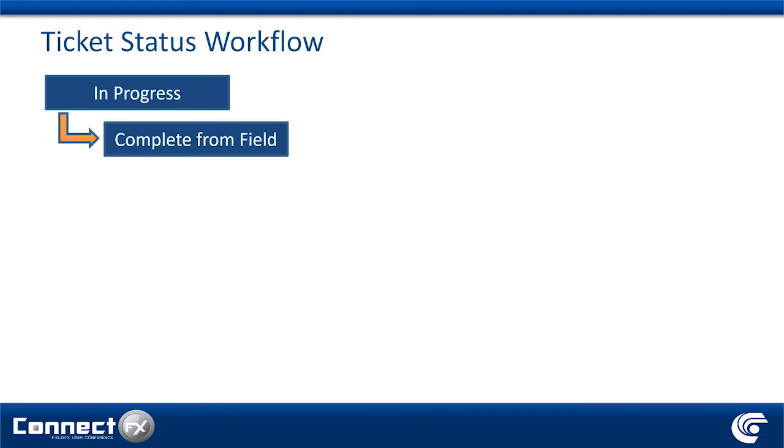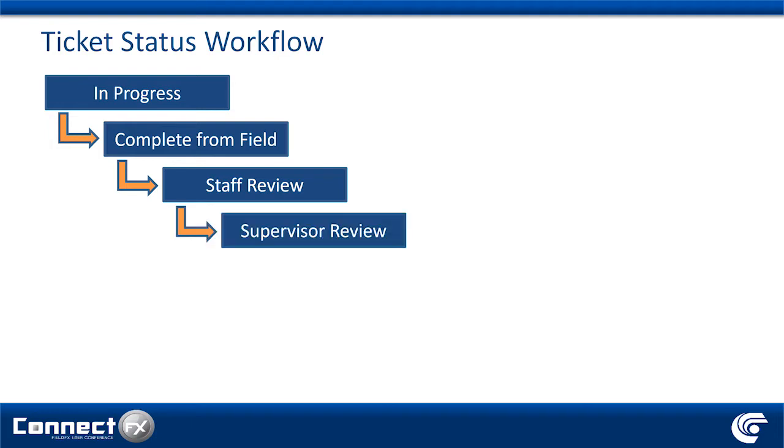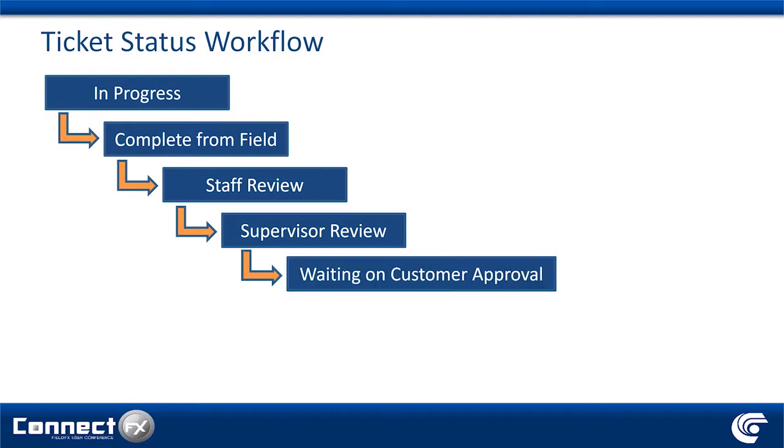The workflow starts with in progress. That's when the driver gets the ticket and is working on it. It moves to complete from field. When he's done, he presses complete from field, and it syncs back to the back office. That goes into staff review. The dispatcher and the staff look at it and make sure the key fields are filled and everything is good to go. Then it moves to supervisor review. The supervisor mostly looks at pricing because we have our price books, but as you all know, price is really volatile and keeps changing. The supervisor checks it and then clicks waiting on customer approval.